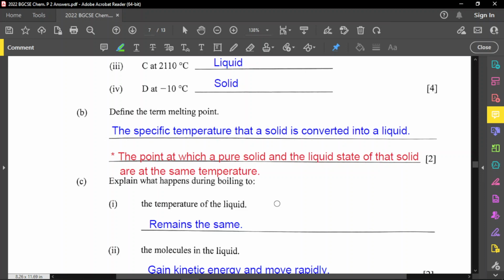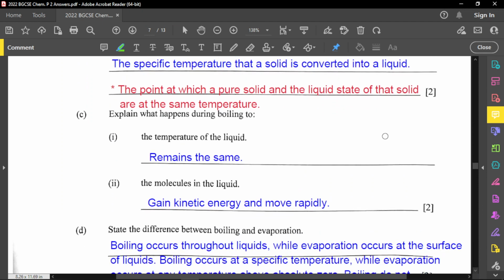All right, so part C is to explain what happens during boiling. It said here to consider the temperature of the liquid and also the molecules in the liquid. So in terms of temperature in the liquid, while boiling is taking place, it remains the same. Because once the liquid is turned into a gas, the temperature is the same. So point to note is that when there's a change in state, the temperature remains the same. However, if there's no change in state and you apply heat, then the temperature will change.